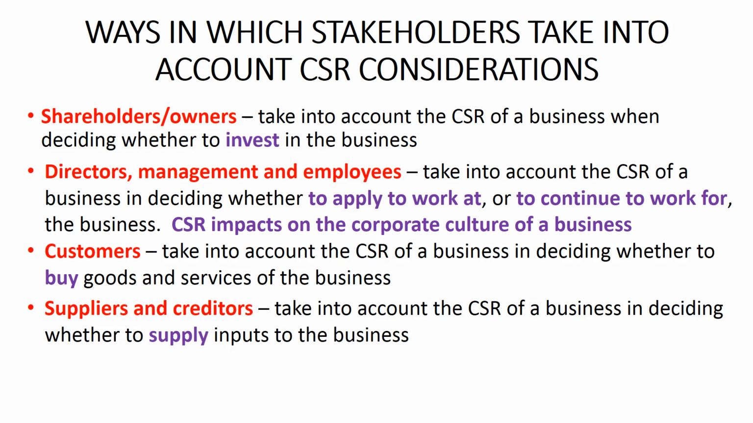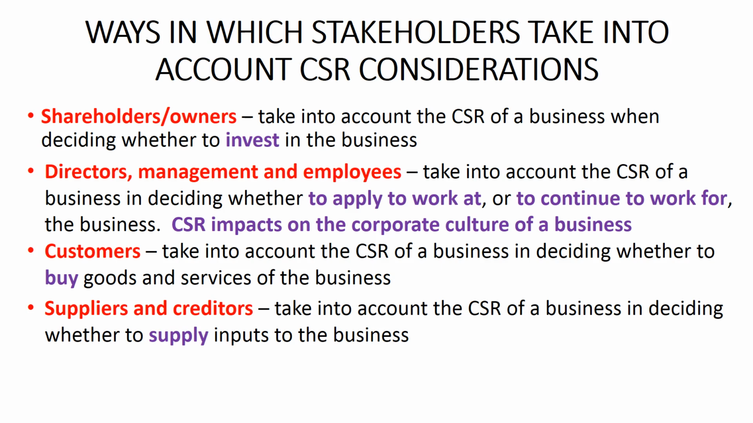Suppliers and creditors take into account the corporate social responsibility of a business in deciding whether to supply inputs to the business. Now, you'll notice that I have grouped suppliers and creditors together, and that's because creditors do supply an input to the business, which is they supply loans to the business. So, for example, between 2015 and 2016, the ANZ and the Commonwealth Bank halved their lending to projects in the carbon-intensive sector, that is, projects such as coal mines and coal-fired electricity generation plants. These banks did this because of concerns about the contribution of carbon-intensive projects to global warming.